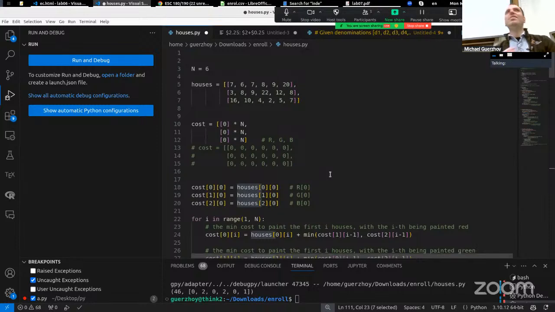Okay. So here's how it works. We have our cost array. And this is, let's say, R, and this is, let's say, G, and this is, let's say, B. And the way the costs work is this is the cost. So 6 is the cost of painting the house at index 1 red. And this is the cost of painting the house at index 1 green. And this is the cost of painting it blue.